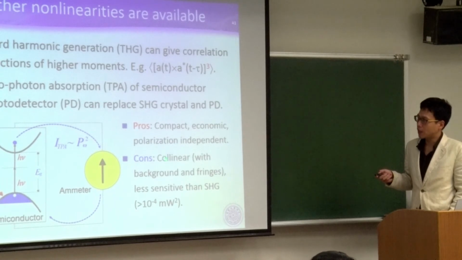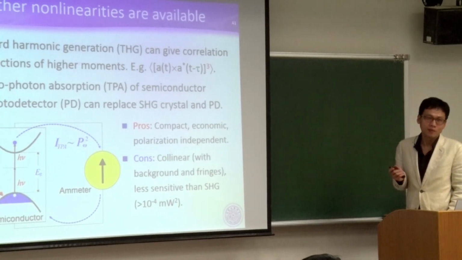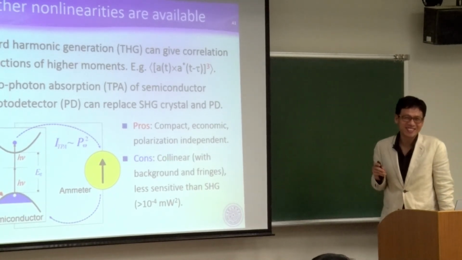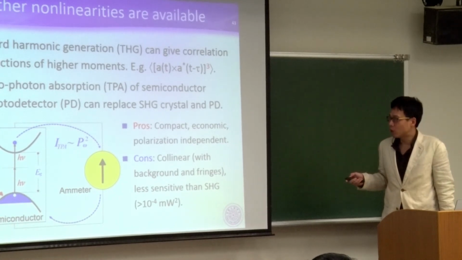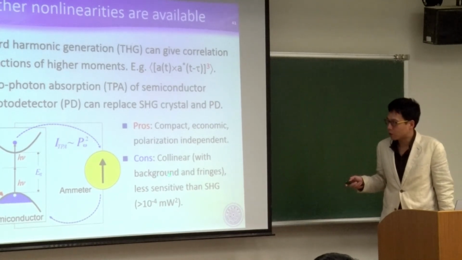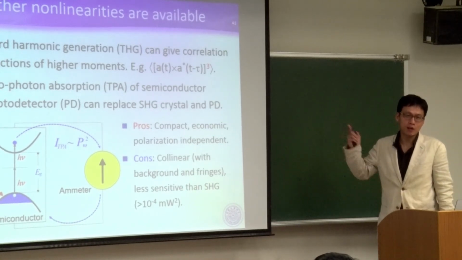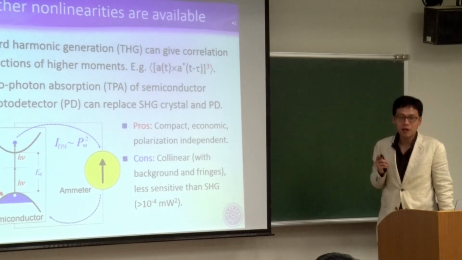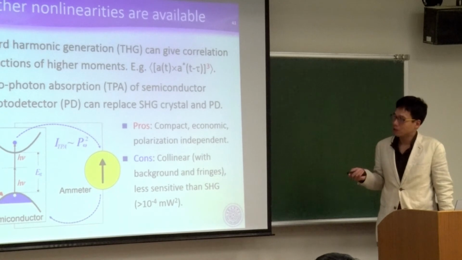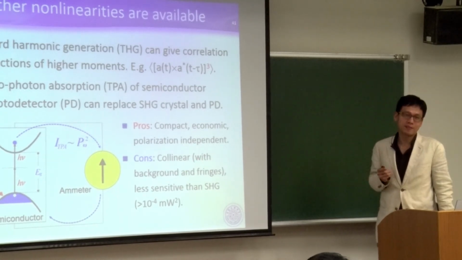For example, the setup is always collinear. No non-collinear geometry. So the autocorrelation trace always has background and fringes. If you use second harmonic generation, just like what I have shown you before, it's possible to have background-free and fringe-free autocorrelation traces if you use non-collinear geometry, right? But it's impossible in TPA. It's always collinear.